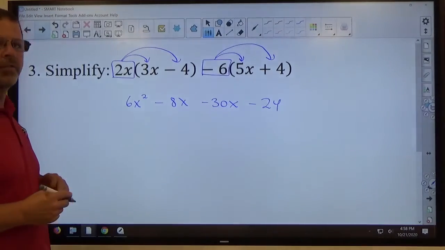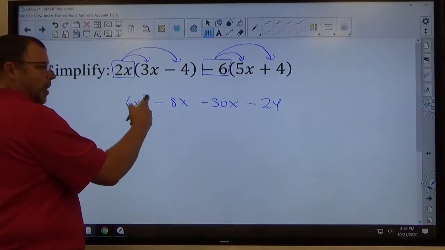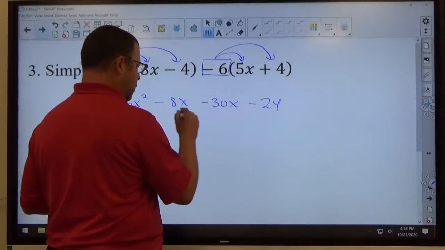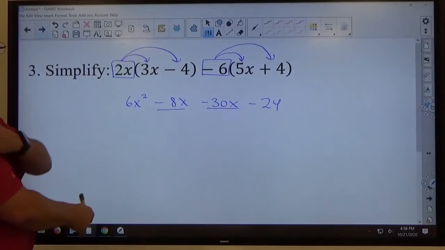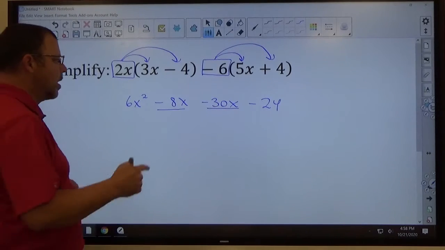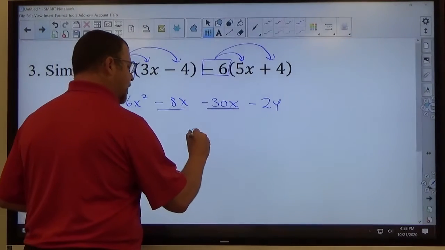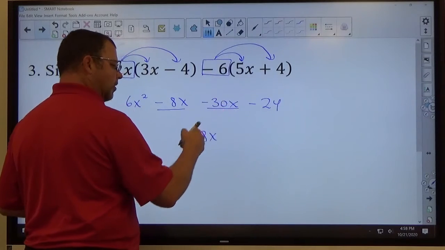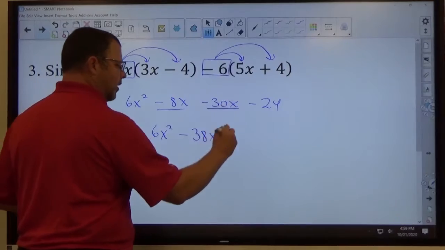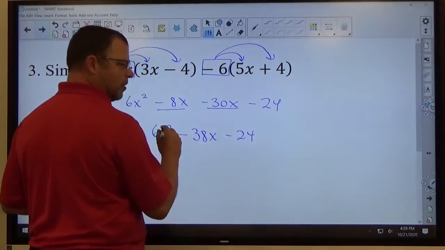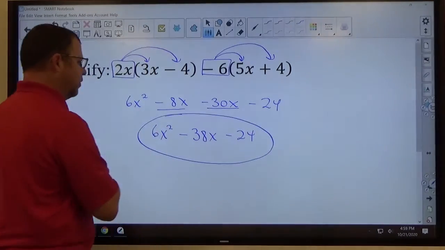What's left to do then is to look for like terms. 6x squared, 8x, 30x, 24. These two both have x to the first power, they're like terms. So just like problem number 1 now, we're adding like terms. These are both negative, so I'm going to add to get 38x. 30 is bigger, so it's negative 38x. 6x squared has no like term, and negative 24 has no like term. Nothing happens to them. That is the final solution to that.